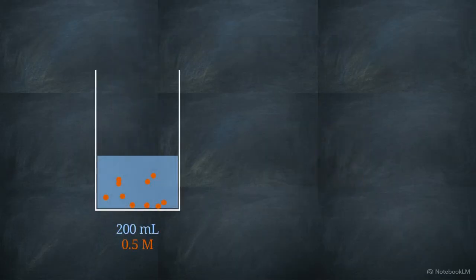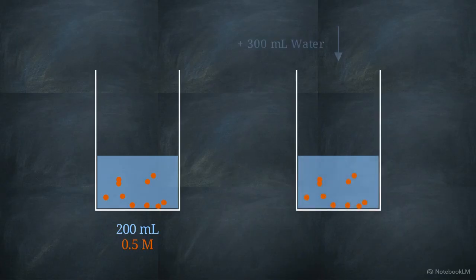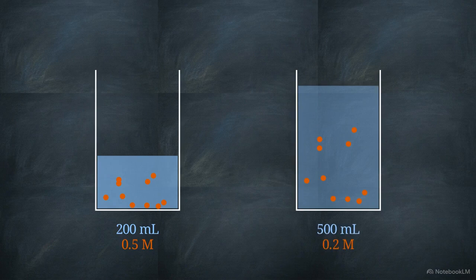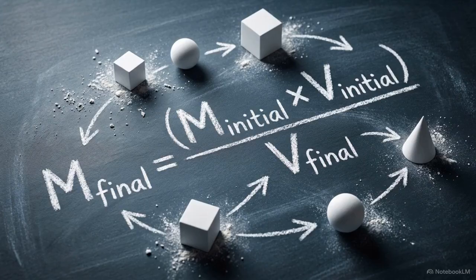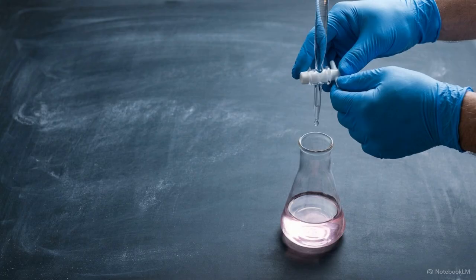If we take 200 milliliters of a 0.5 molar solution and add 300 milliliters of water, the volume rises. The particles spread out. Since moles don't change, initial molarity and volume equal the final molarity and volume. By rearranging these variables, we can find the exact concentration of any resulting mixture. Using moles as a constant allows for precise control over chemical intensity by simply adjusting the volume of the solvent.